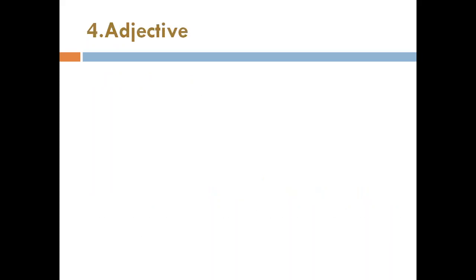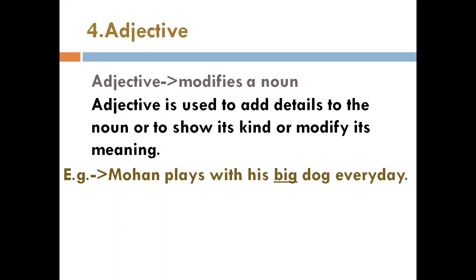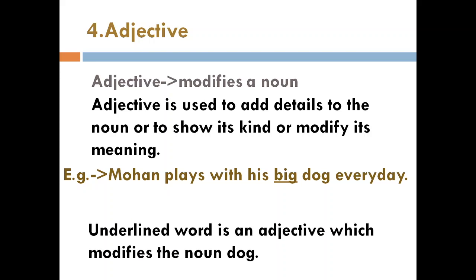Fourth, adjective. Adjective is used to add details to the noun or to show its kind or modify its meaning. For example, Mohan plays with his big dog every day. Underlined word is an adjective which modifies the noun dog.